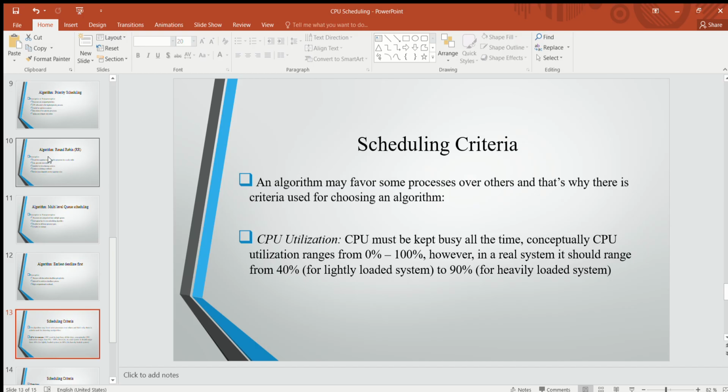So, what are the criteria for scheduling? An algorithm may favor some processes over others, and that's why there are criteria used for choosing the right algorithm. One is CPU utilization, and the CPU must be kept busy at all times. Conceptually, CPU utilization ranges from 0% to 100%. However, in a real system, it should range from maybe 40% for lightly loaded to maybe 90% for heavily loaded. So CPU utilization is one of the scheduling criteria.